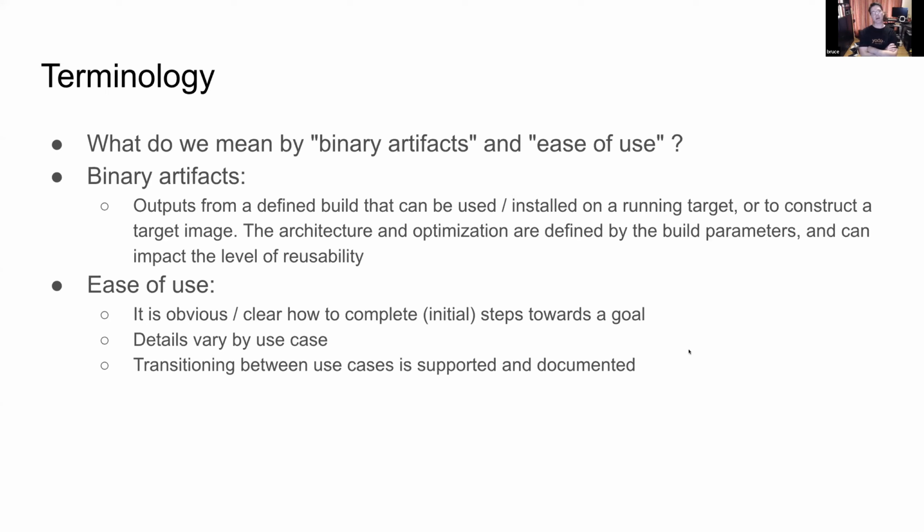And the details of what you do vary by the use case and how complicated it is. Ease of use also means that once you've completed that initial goal, the transition to your next use case, your next step, is A, supported, and B, documented. So that's what we put down as the ease of use bar that we're shooting for.